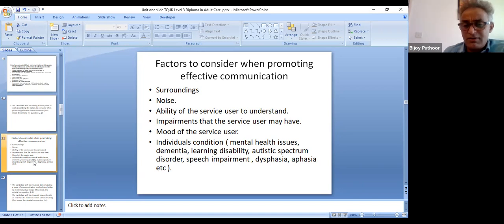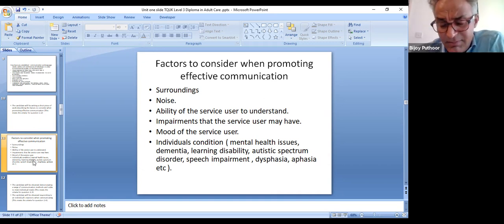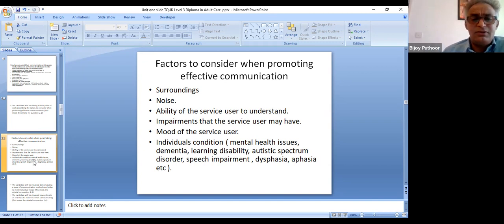So, for example, someone has a learning disability. I do not want to give a lot of information at the same time, because that may be difficult for that particular person to understand everything that you have said. So those are the things that you have to take into consideration.